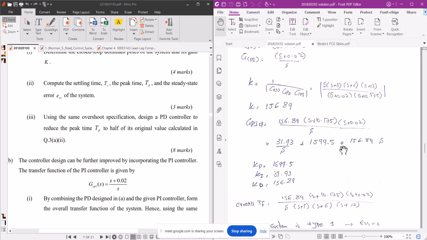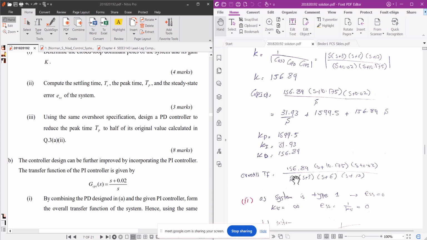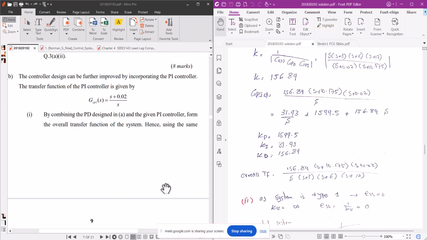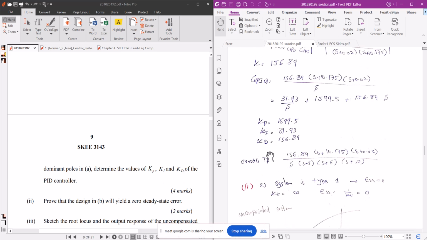So this is your KP, KI, and KD. Your KP will be 1599.5, your KI will be 31.93, and your KD will be 156.89. And this is your overall transfer function, which I said earlier, 156.89 into s plus 10.175, s plus 0.02 over s into s plus 3, s plus 6. Okay, so determine the values of Kp, Ki, and Kd of the PID controller, which is calculated here.